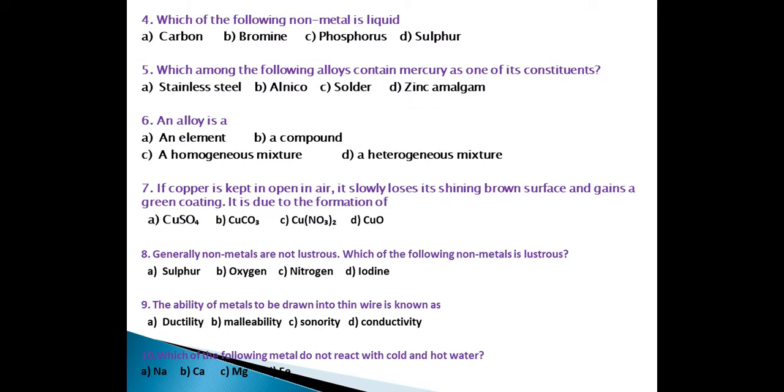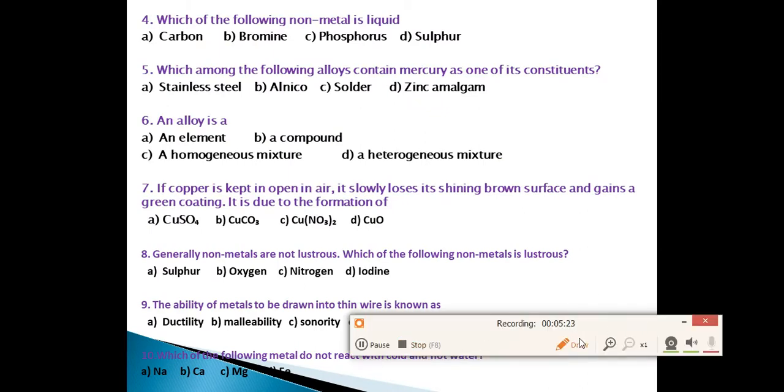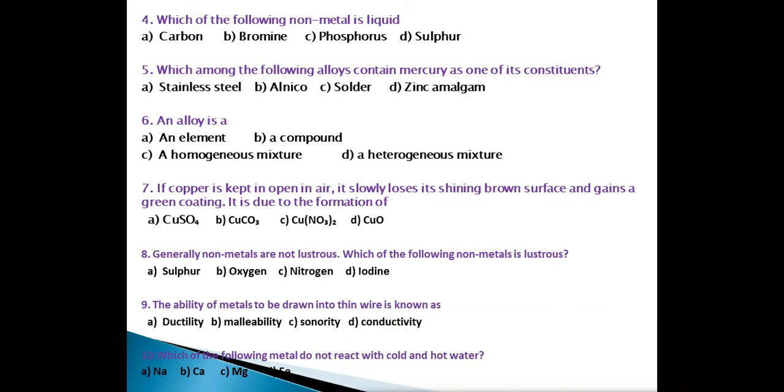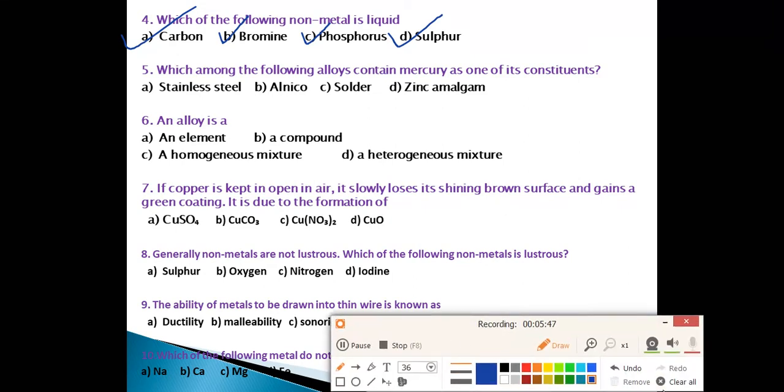Now come to the fourth question. Which of the following non-metal is liquid? Means we have to say that in this, 4 options are given and all are non-metals. But there is one non-metal which is liquid in state. We have to answer that question. Carbon. No, it's not a liquid. Bromine, phosphorus and sulfur. So which one will be the correct answer? Carbon, bromine, phosphorus and sulfur. So our answer is bromine.